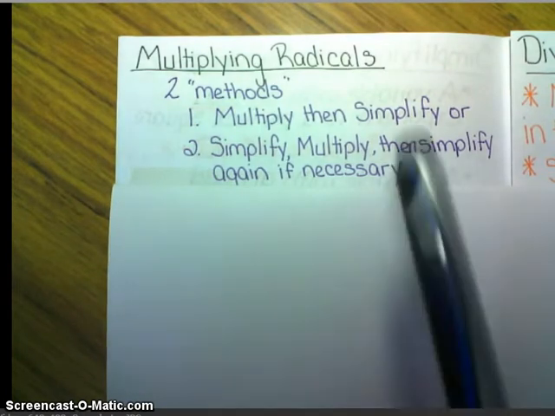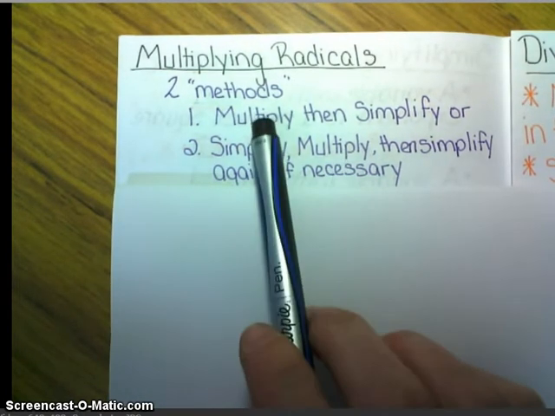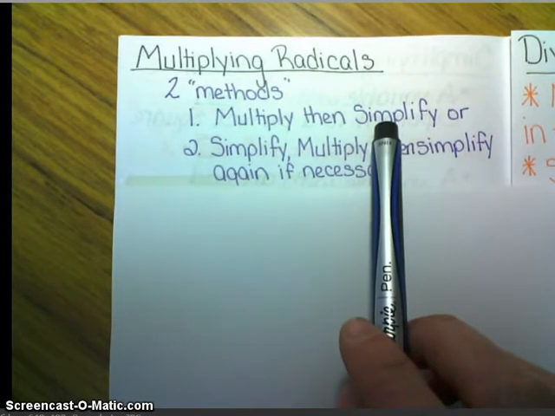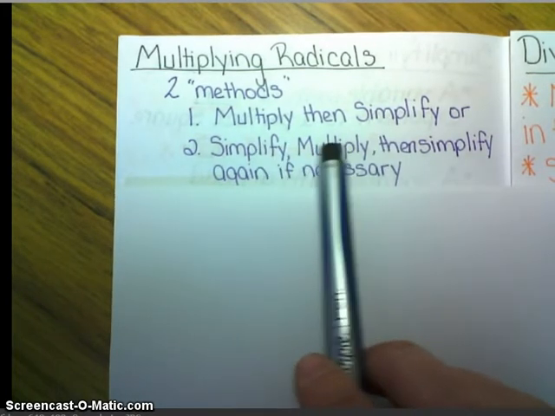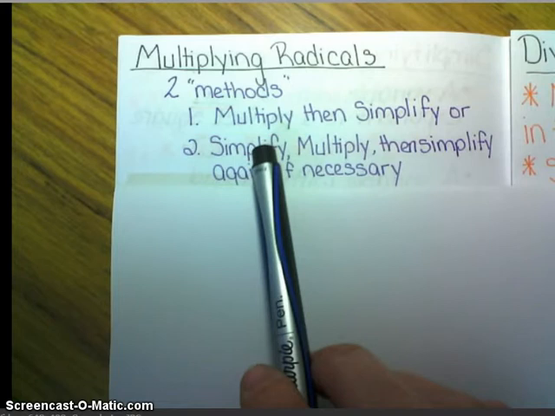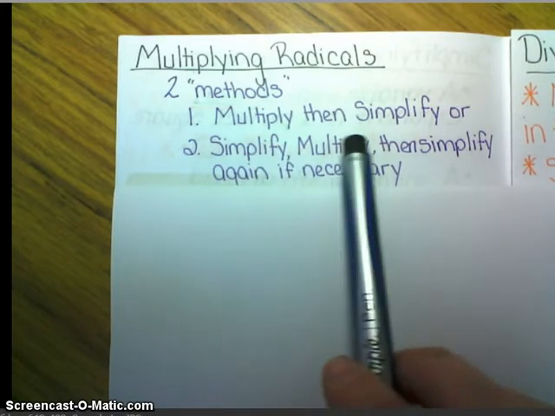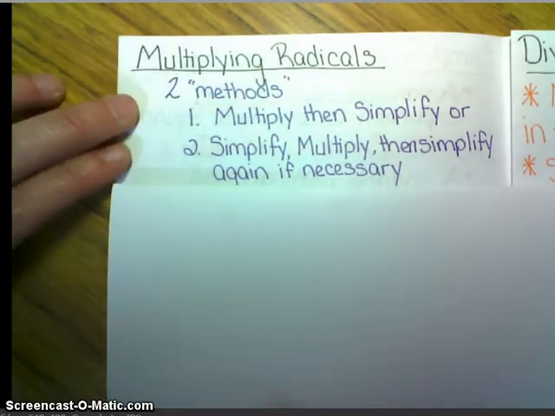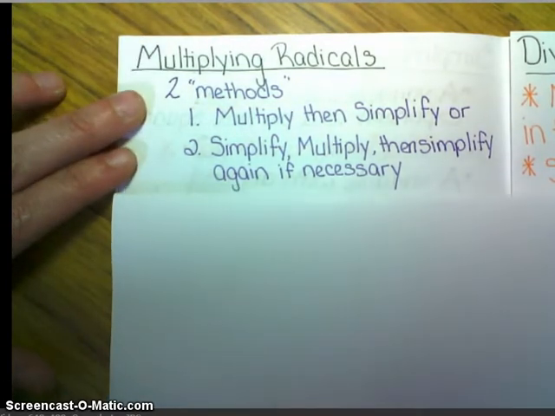The reason some people choose this one is because if you multiply and then simplify, sometimes you're dealing with some large numbers. This way you may get away with not having to deal with large numbers if you simplify first. However, there is always that chance that you may have to simplify again. So just whatever process you want to take. Not really a method, but more of a process.